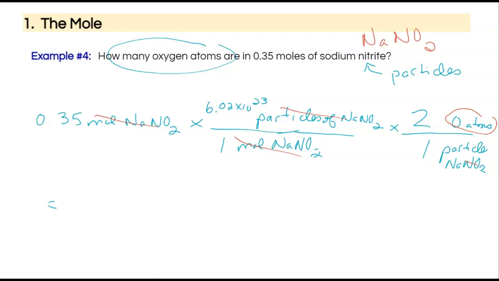Again, I'm looking at my significant digits. I've got 2 significant digits here, so I'm going to round my answer to 2 as well: 4.2 times 10 to the power of 23 oxygen atoms.